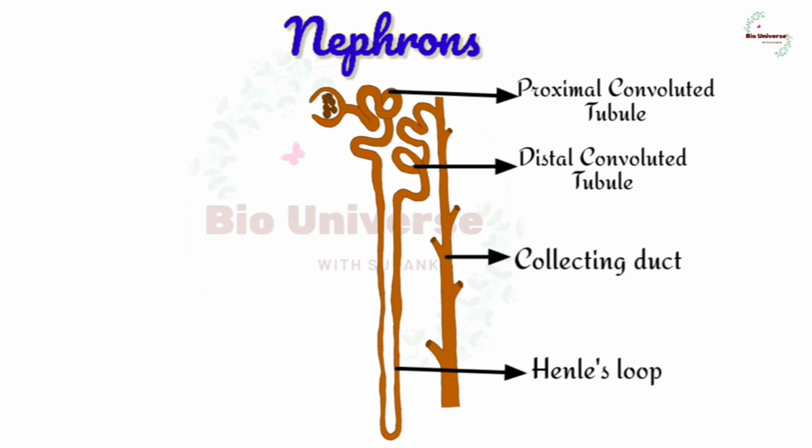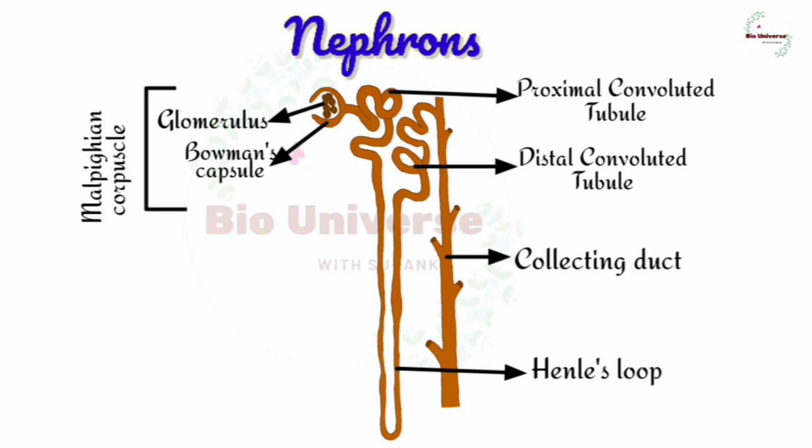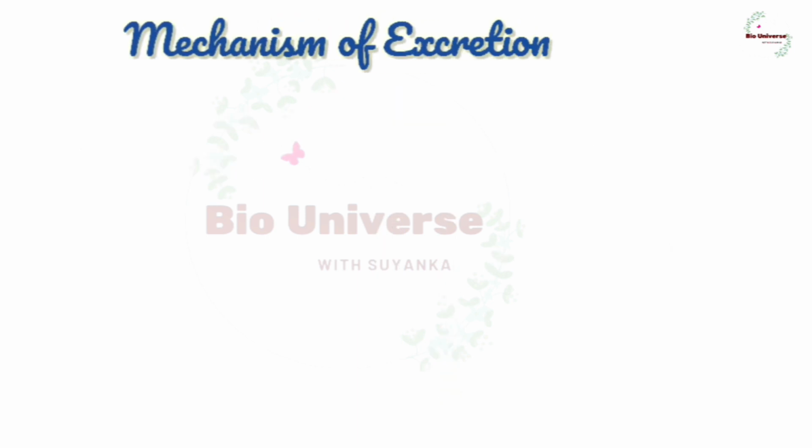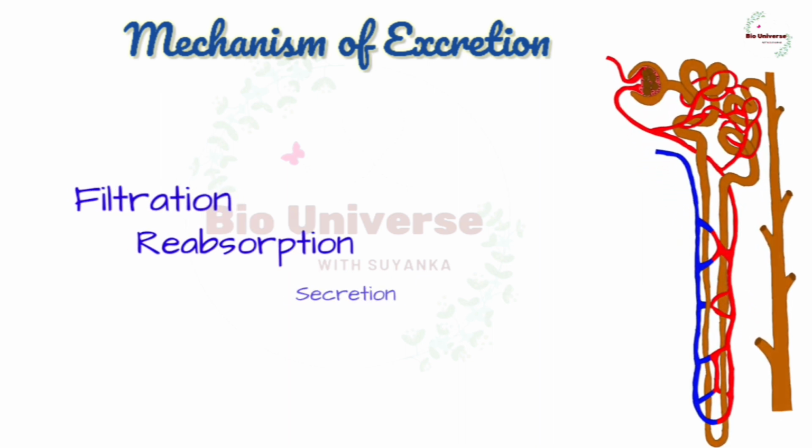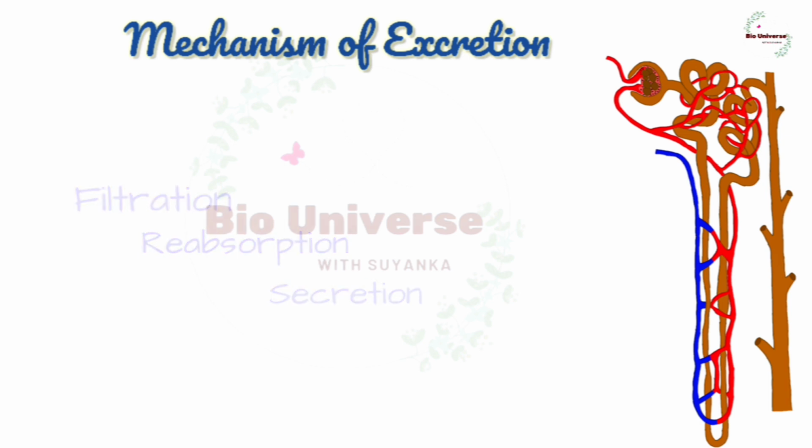At the proximal end of the nephron is the malpighian corpuscle, which consists of Bowman's capsule and glomerulus. Bowman's capsule is a double-walled cup-like structure which surrounds the dense network of blood capillaries called glomerulus. The process of excretion may be divided into three stages: filtration, selective reabsorption, and tubular secretion.